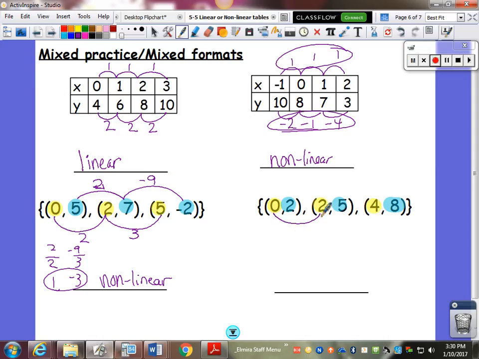Okay, 0 to 2, counted by 2. 2 to 4, counted by 2. Okay, so that's counting the same. 2 to 5, counted by 3. And 5 to 8, counted by 3. So this would be linear because it counted by the same thing on top and on bottom.